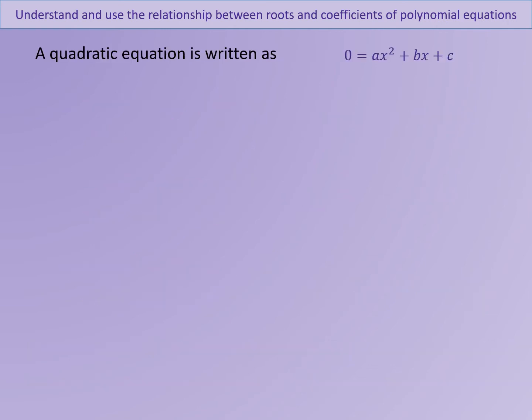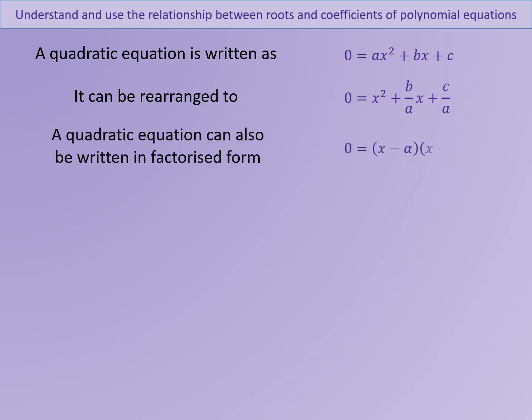Okay, let's formalise this. Here is the general equation of a quadratic. So this is for your notebooks. And this can be rearranged into this form. So here we've divided through by that leading coefficient of a. And then we can factorise this. So this would be x minus alpha, x minus beta. Now we're going to try and work out what the relationship is between the alpha and the beta and the coefficients of the quadratic above.